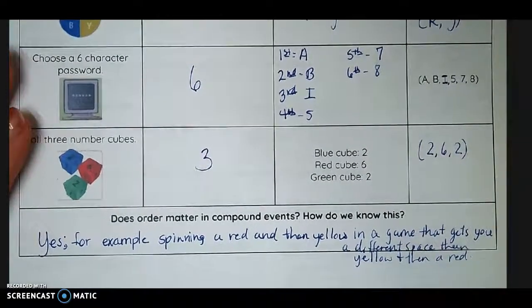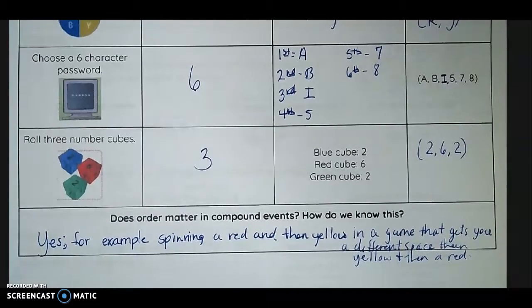So I always think of Candyland. If I picked up or spun a red and then a yellow, that's going to end me somewhere different on those 2 turns than if I do a yellow and then a red. So order does matter in those instances.